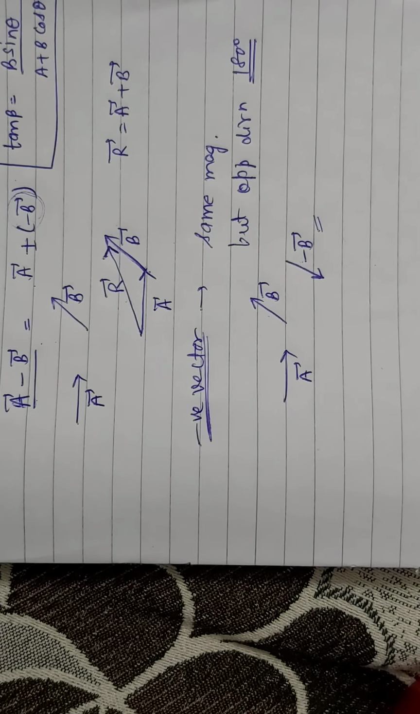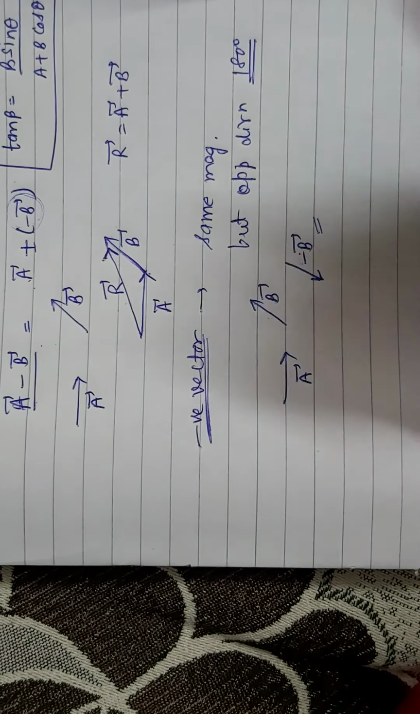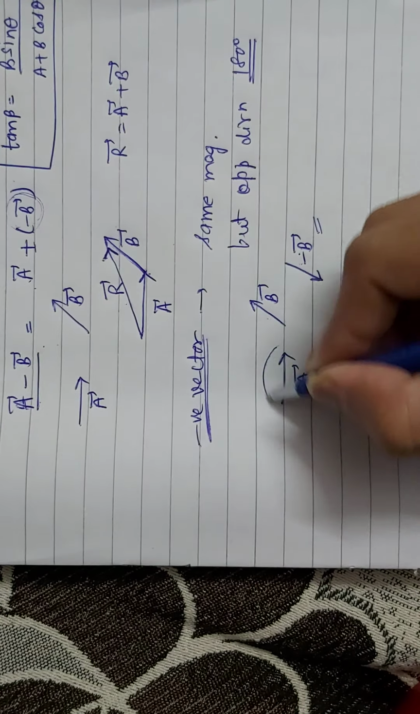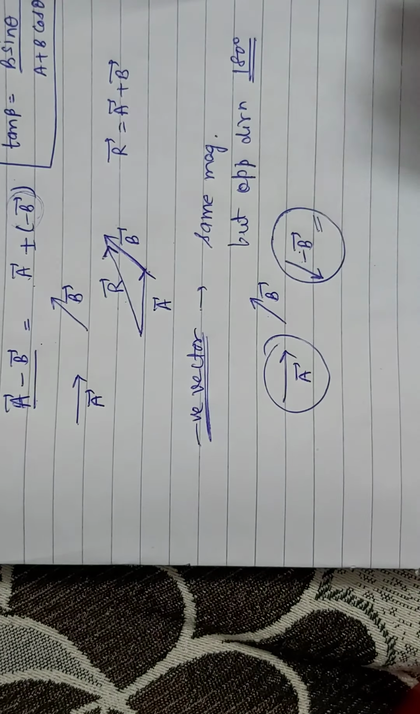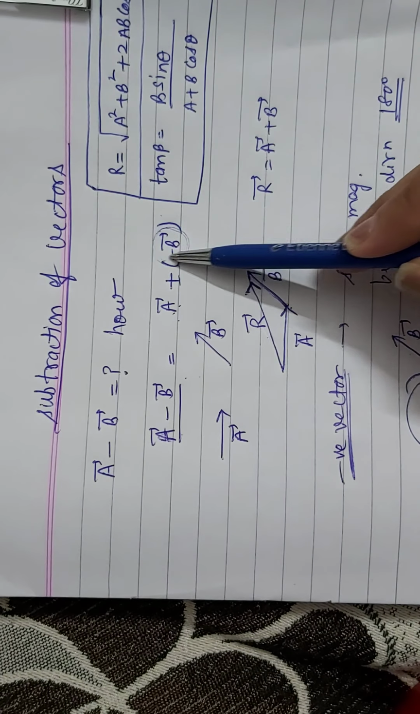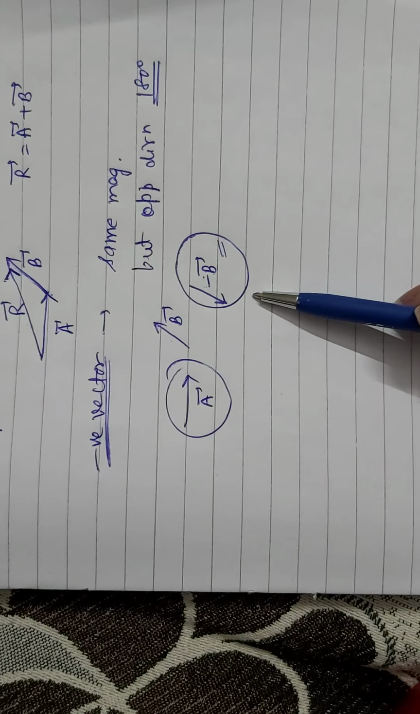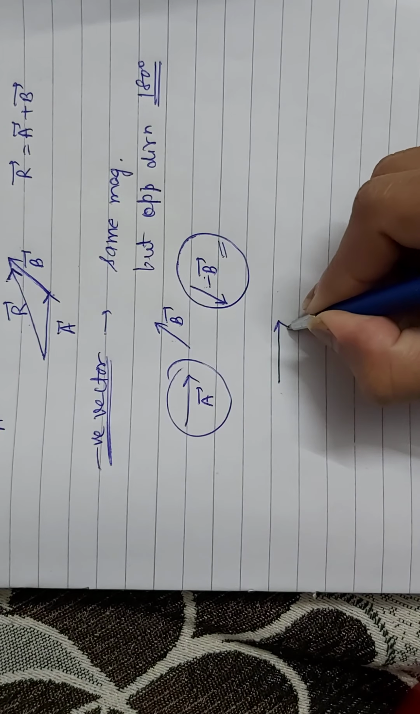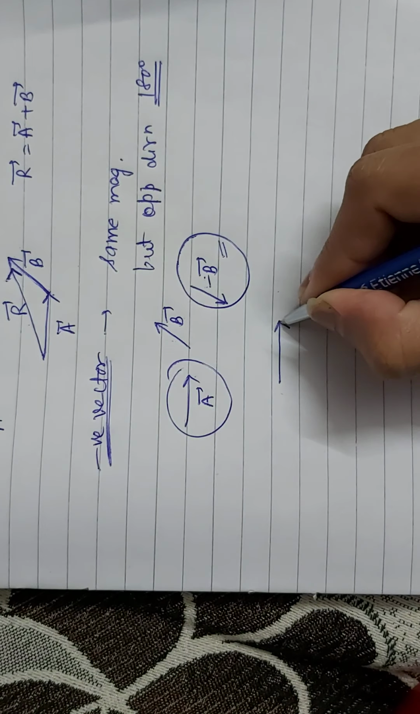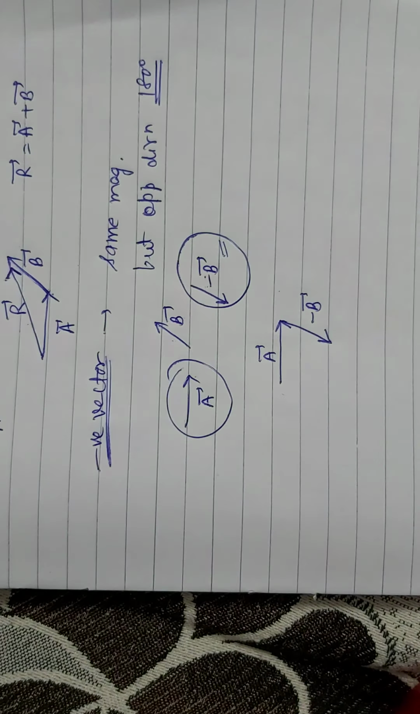I hope this point is clear to you: the same magnitude, and the direction exactly 180 degrees opposite. Now we are going to add this one and this one. We are adding the negative vector of b to a. It will give us the subtraction. So let's apply the same mechanism. We are going to join the head of vector a with the tail of the other vector. This is the minus b vector and this is vector a.